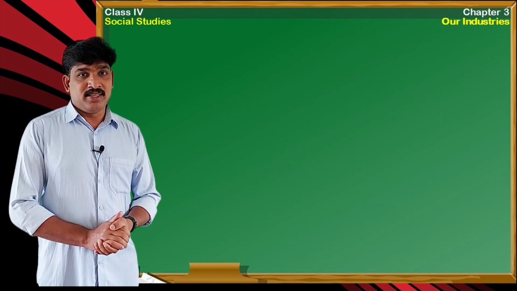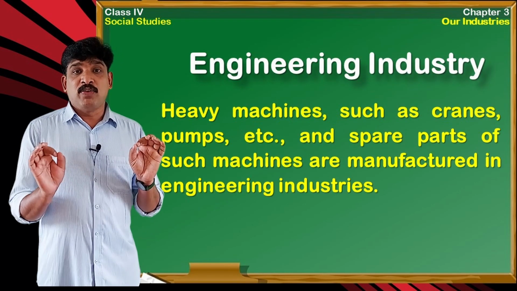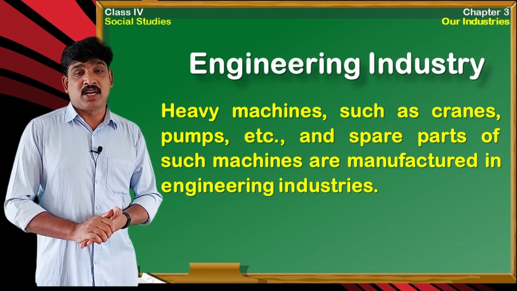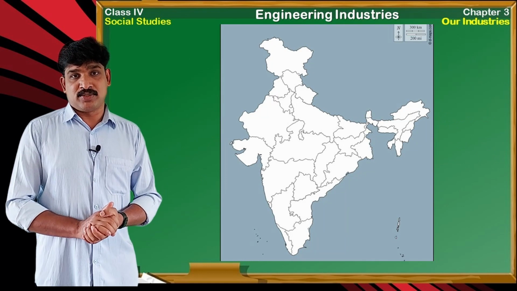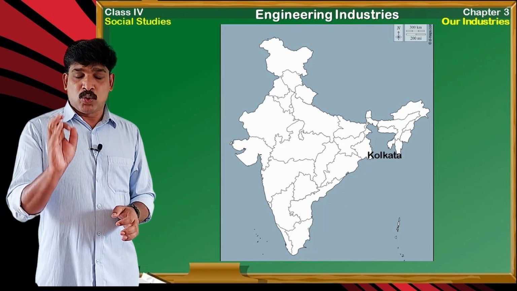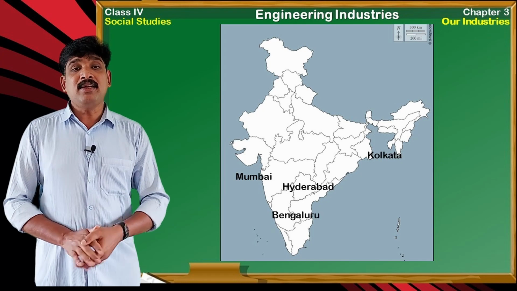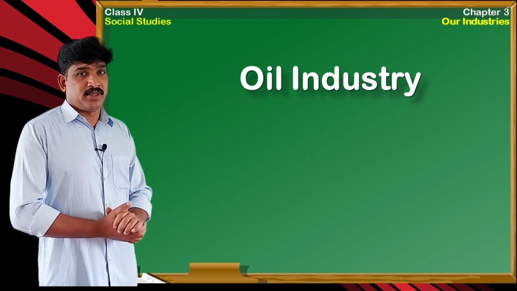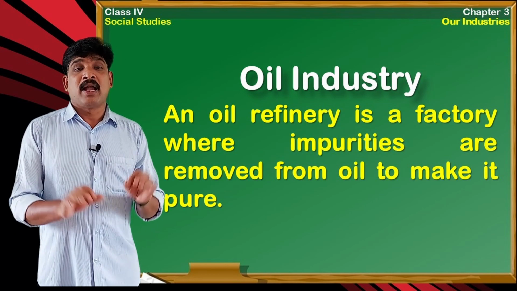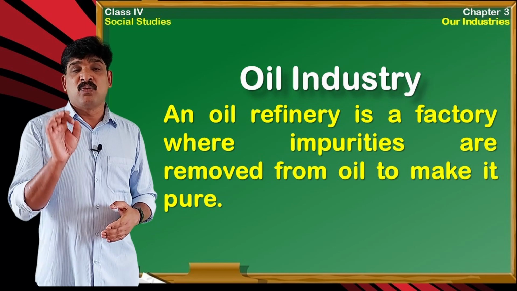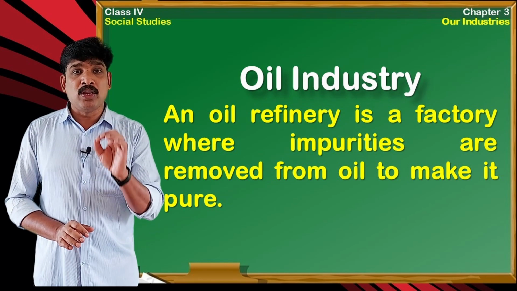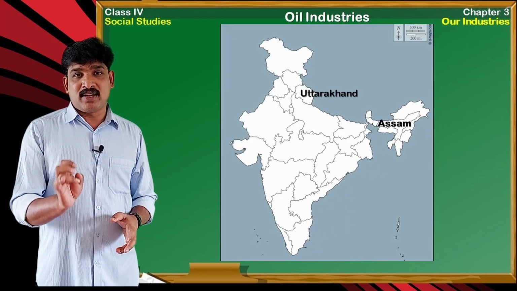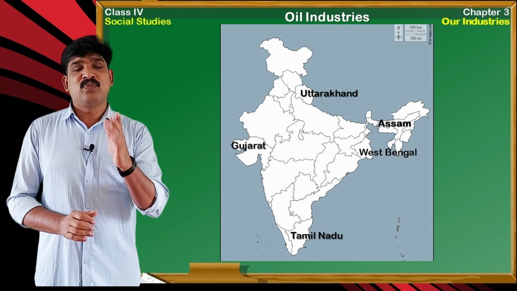Another type of industry in India is engineering industry. Heavy machines such as cranes, pumps, etc. and spare parts of such machines are manufactured in engineering industries. These industries are located in Kolkata, Mumbai, Hyderabad and Bengaluru. Another important industry in our country is oil industry, where oil is refined. An oil refinery is a factory where impurities are removed from oil to make it pure. Oil refineries are located in the states of Assam, Uttarakhand, Gujarat, Tamil Nadu and West Bengal.